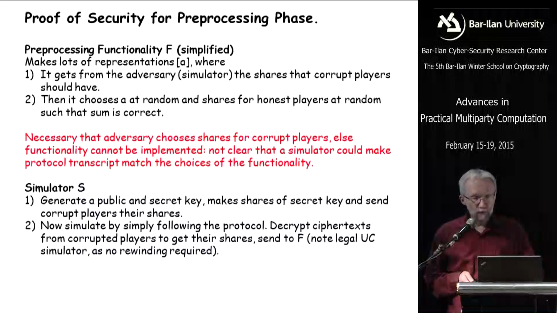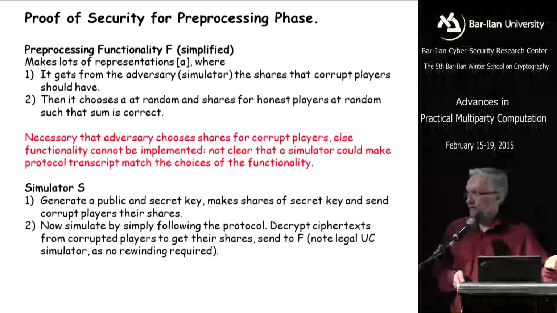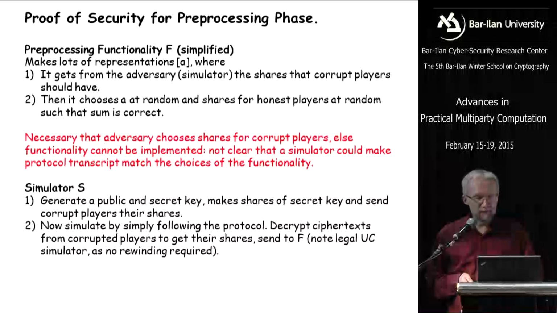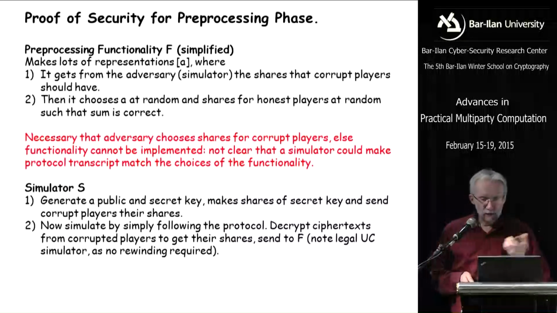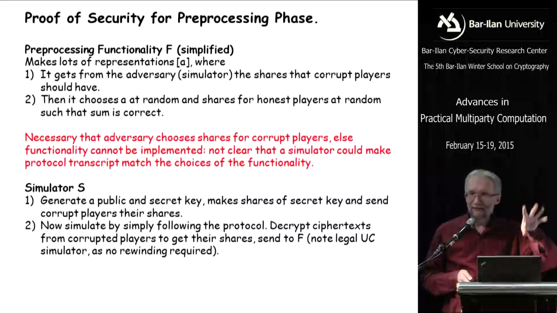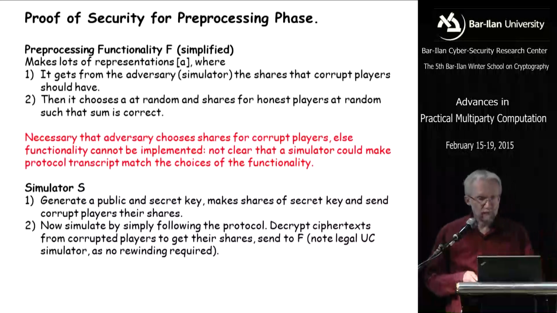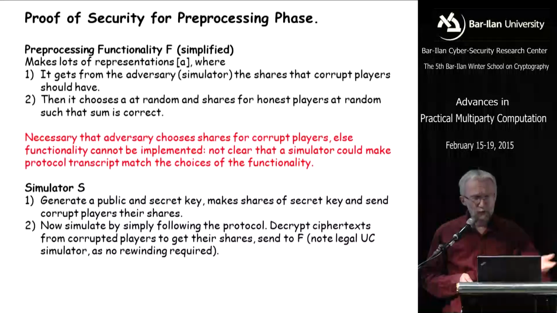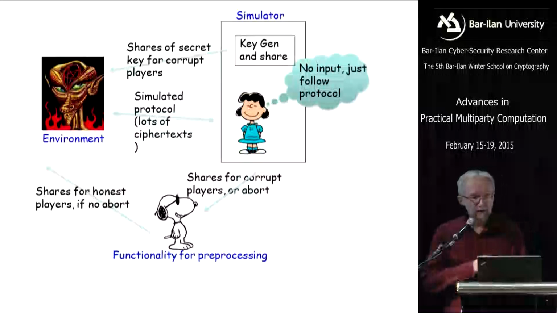So we just follow the protocol, and whenever a corrupt player sends a ciphertext, we know what's inside because we can decrypt. He must prove to us that they're well formed, so we can decrypt. Okay? So we know their shares. We send those to F, the functionality, and this is all legal UC simulation because we don't have to rewind. So this is roughly what happens. And of course, there's the usual thing where you have to abort if checks don't match up. But this is essentially what it is. So pictorially, we have this kind of thing.